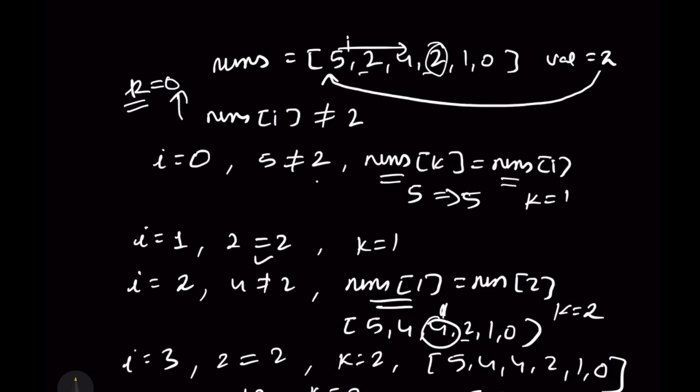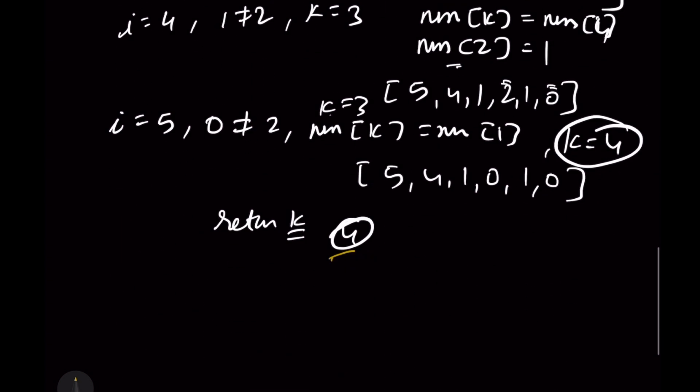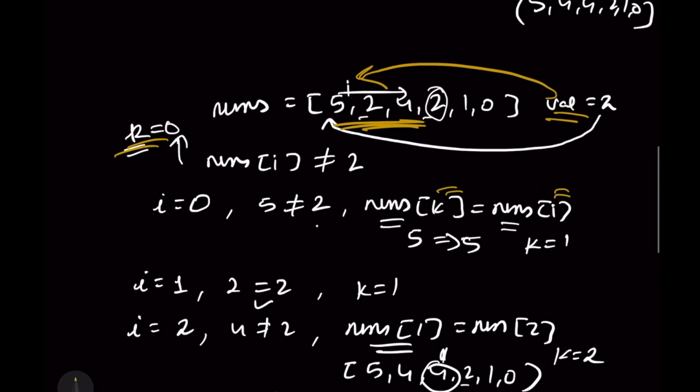Over here we're just looping, initializing k with 0, and we're comparing val with each individual element. If they are not equal, we are swapping the k value with the i value. That's all we're doing. If their value is the same, we are not doing anything. At the end, we will return our k value, in this case 4. And if you remove this 2 and this 2, how many elements do you get? 1, 2, 3, 4. So that's why you get 4 here as well.